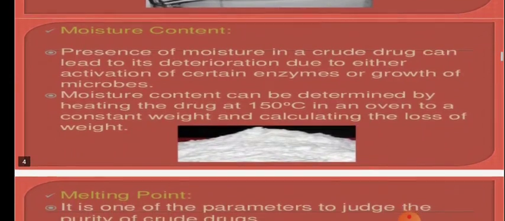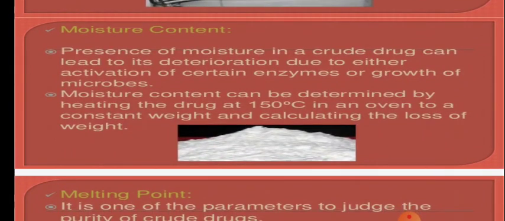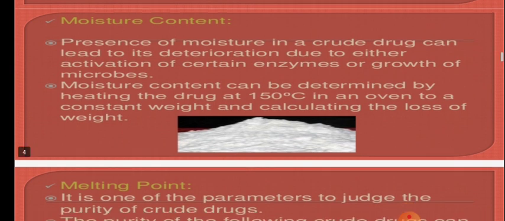Then moisture content. The presence of moisture in a crude drug can lead to deterioration, either due to the activation of certain enzymes or the growth of microbes. Moisture content can be determined by heating the drug at 150 degrees Celsius in the oven to a constant weight and calculating the loss of weight. Based on this, it is calculated, and it is called the moisture percentage.